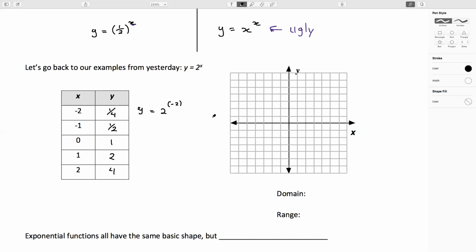So if we go to graph this, we have x value of -2 and 1/4. We have -1 and 1/2. We have 0 and 1. We have 1 and 2. And we have 2 and 4. So our exponential function looks something like this.